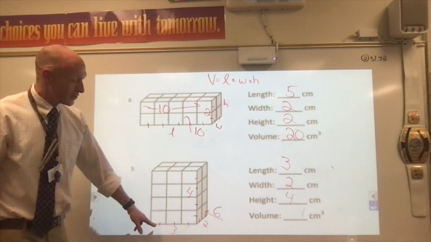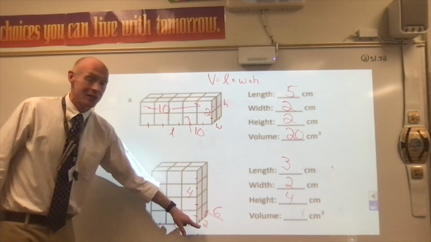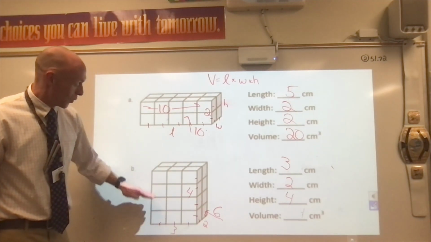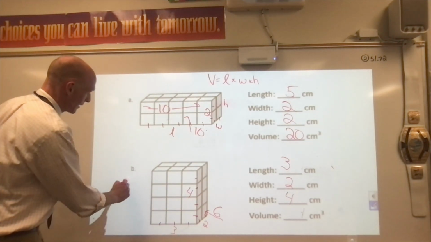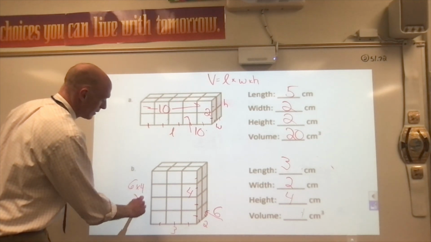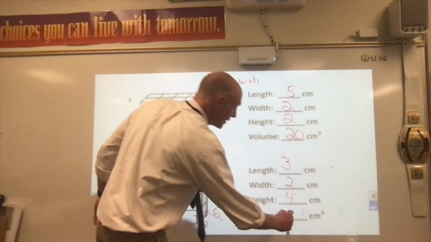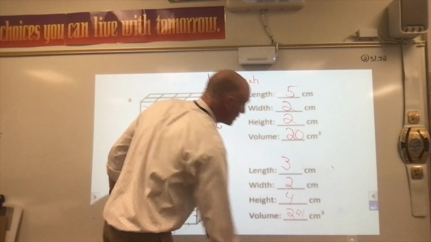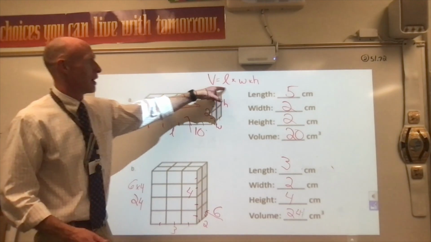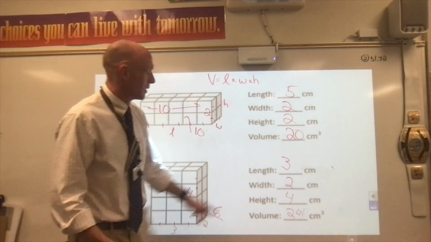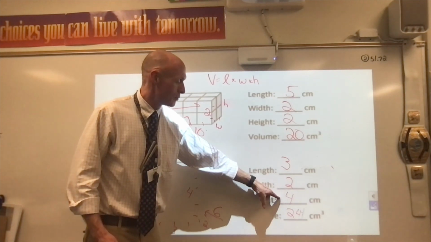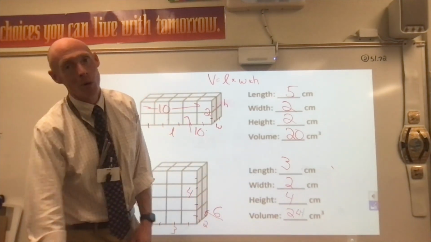So what you could say is our bottom layer has 6. And then how many layers are there? There's 4 layers. So we're going to say 6 times 4 gets us 24. Good deal. Now, another way to do it. Go back to volume equals length times width times height. Length, 3 times width, 2, is 6, times 4, 24. Boom, volume.